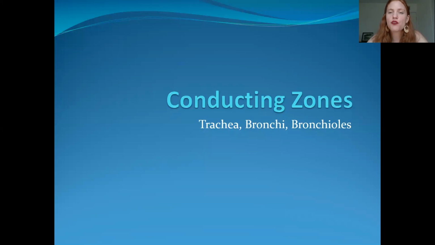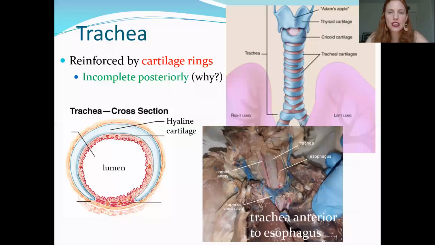Okay, starting off with the conducting zones. These are regions that just move air around the body, but they are not bringing any oxygen or carbon dioxide into or out of the body. Start off with the trachea. Here we have the trachea there. That's your windpipe. So that's going to be located right running down here.